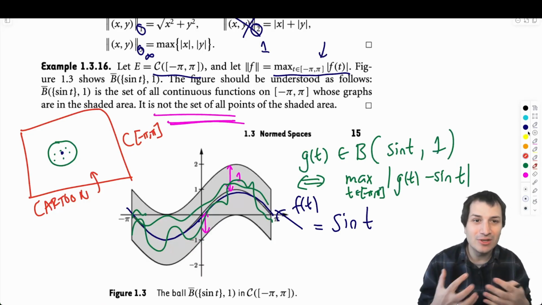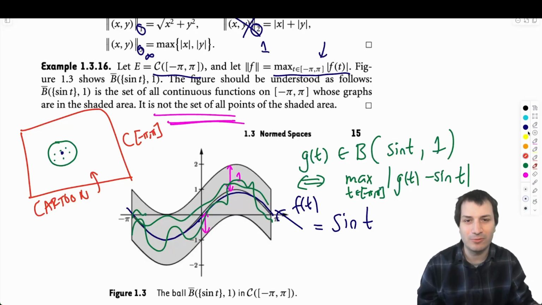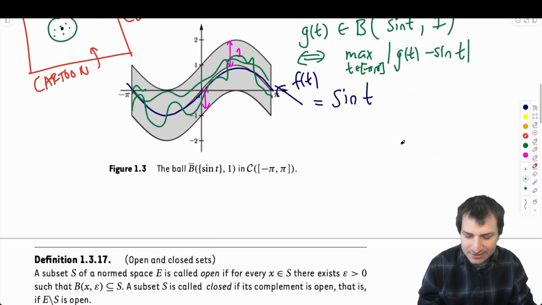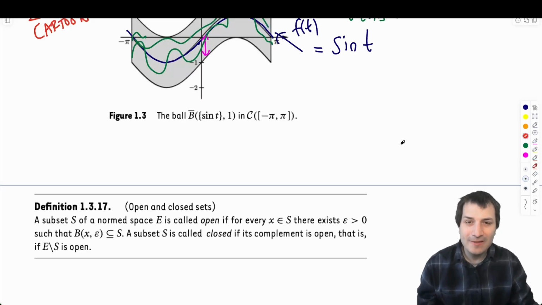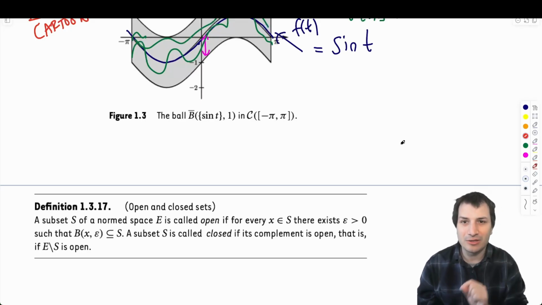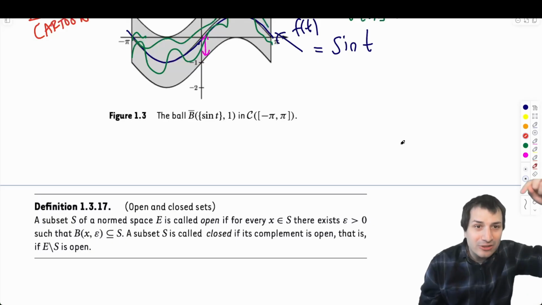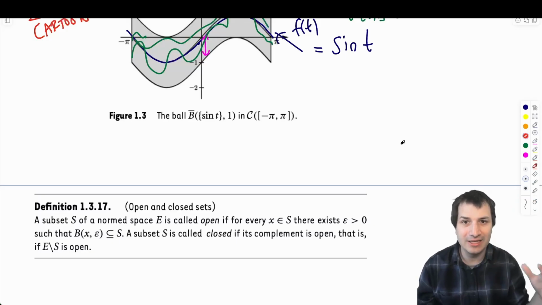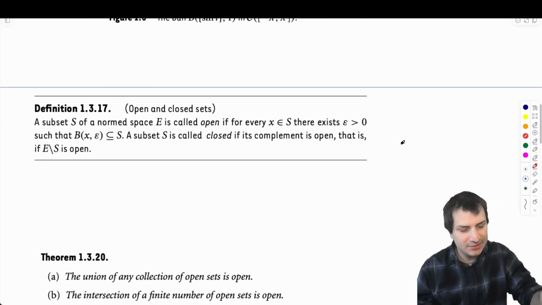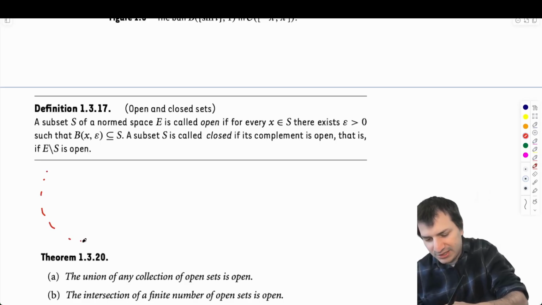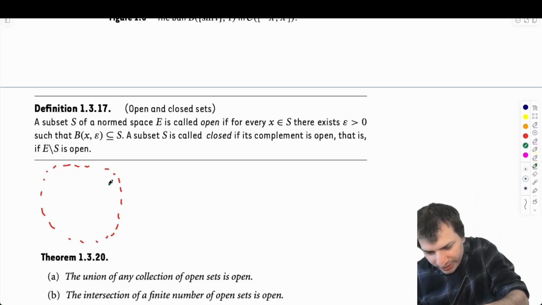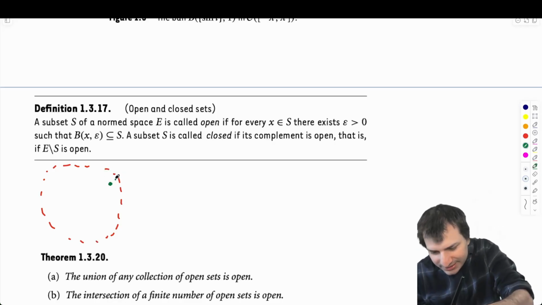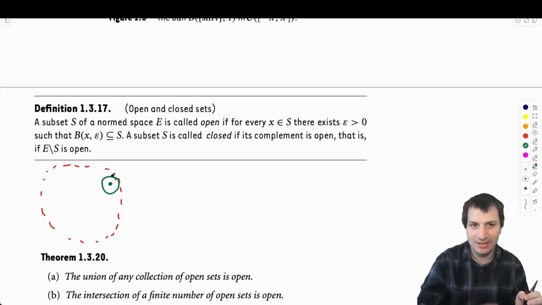Okay, if we have these open balls of different radii, we can talk about open and closed sets, and that is the next thing. Open and closed sets. A subset S is called open if for every x in S there exists an epsilon greater than 0 such that the ball centered at x of radius epsilon is entirely contained in S. I think of open sets as having fuzzy borders. If you pick a point in the open set, even if you're really, really close to the edge, there's always a little bit of room where you can sneak a ball in.